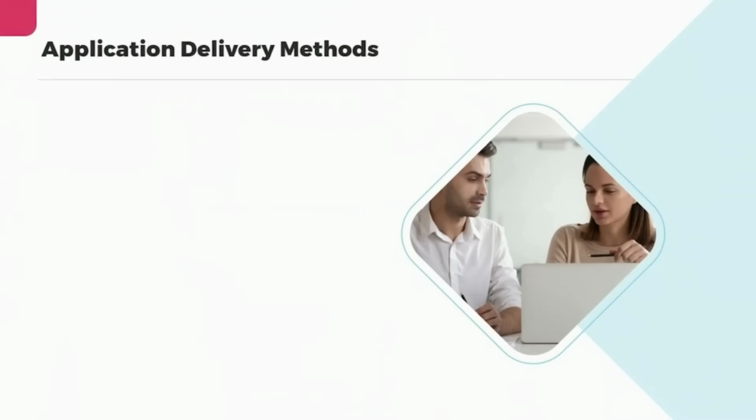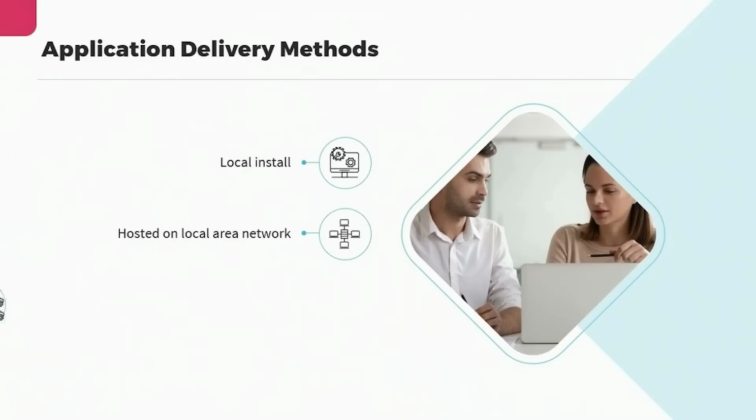In this video, we'll examine the methods by which applications can be delivered to systems throughout an organization, which is also commonly known as the method of deployment, but it simply refers to the manner by which any given application arrives on any given device. So there are three primary methods available, including local installations, hosted on the local area network, and cloud-based, which means it's accessed via the internet.